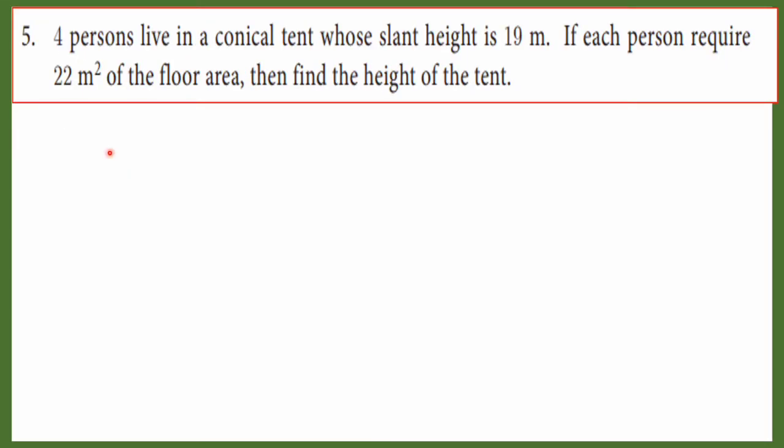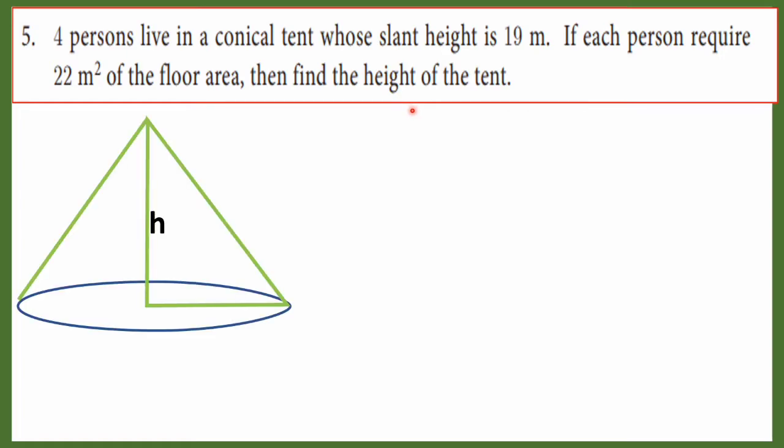Fifth sum. 4 persons live in a conical tent whose slant height is 19 meter. If each person requires 22 meter square of the floor area, then find the height of the tent. This is a conical tent. Let us take the height as h, radius as r.